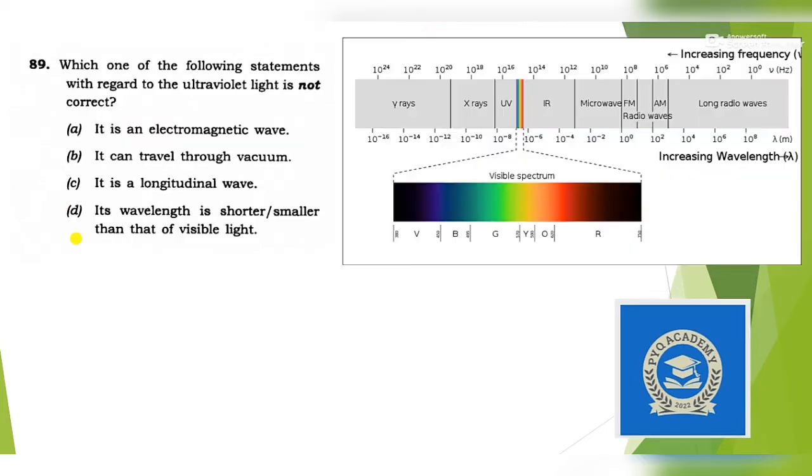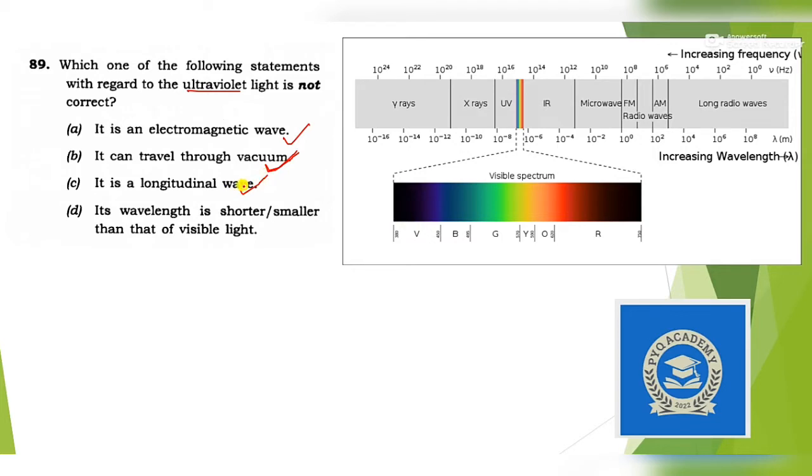Which one of the following statements with regard to ultraviolet light is not correct? Regarding ultraviolet light: it is an electromagnetic wave. This is true. It can travel through vacuum. Yes. Let's take the example of light. Light doesn't need any medium, so it can travel through vacuum. And it is a longitudinal wave. Yes, it is also true.